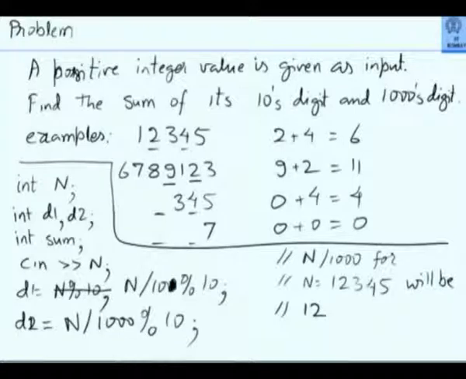So it should be n divided by 10. 1, 2, 3, 4, 5 divided by 10 will give you what? 1, 2, 3, 4. So 4 is the last digit of that n divided by 10. And when you take modulo 10 of that, you will get the last digit. Is this clear to everybody?